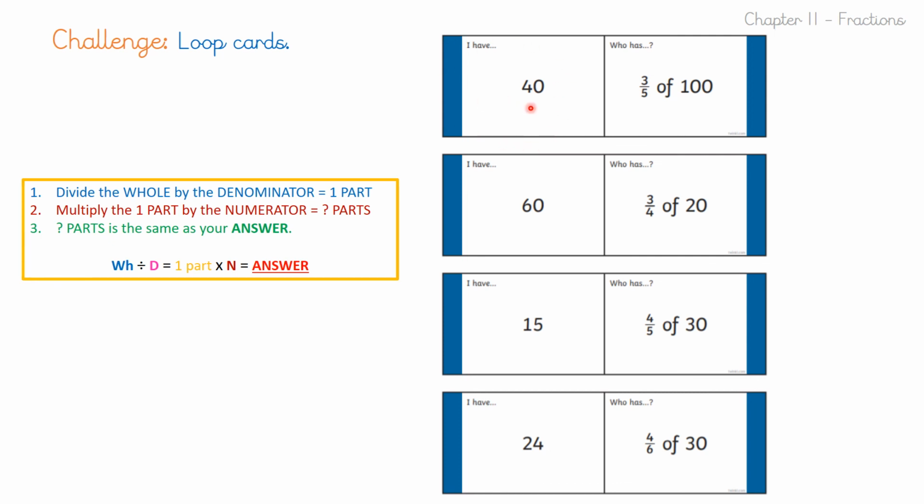I have 40, who has 3/5 of 100? Remember, you first need to find out what one part is. So you will have to do 100 divided by 5, and then you need to know 3 parts. So your result, your answer, you need to multiply it by 3. Whoever has the next card will say, I have 60, who has 3/4, and so on. Okay, so you can cut them out or you can write them if you like.